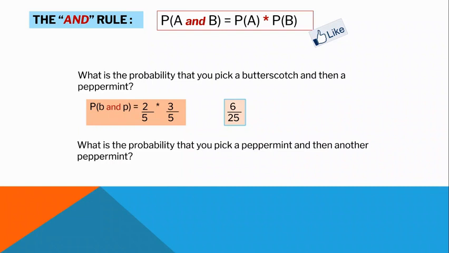What's the probability I pick a peppermint and another peppermint? Well, there are 3 peppermints. So I pick one, put it back, pick again. That's 9 out of 25.